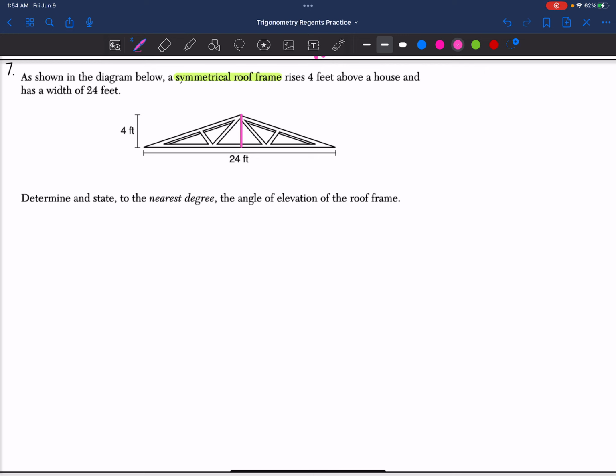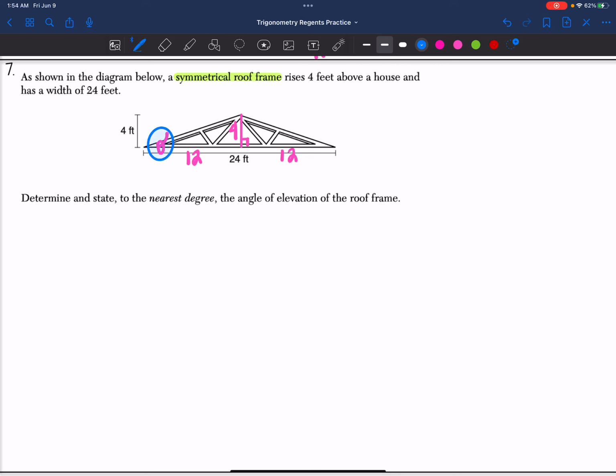So I'm looking for the angle of elevation, that's from the ground up. And it's a great thing that I drew this line here because this could be my altitude, which is perpendicular. So because it's symmetrical, I know that this side is 12 and this side is 12. And I know the length of this altitude because I know that it rises 4 feet above the house. So this length is going to be 4.